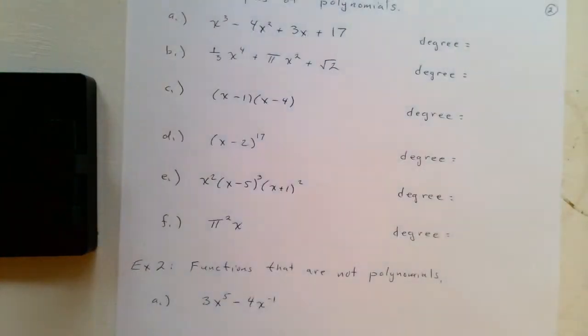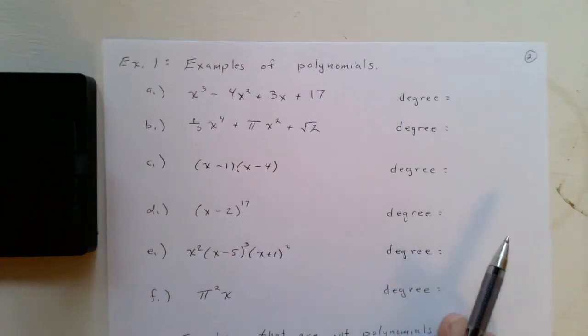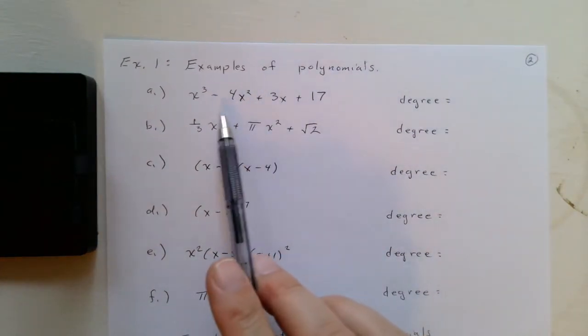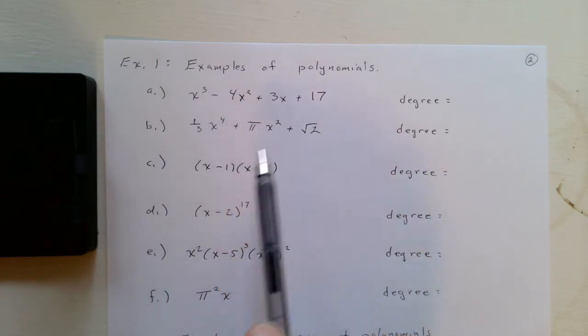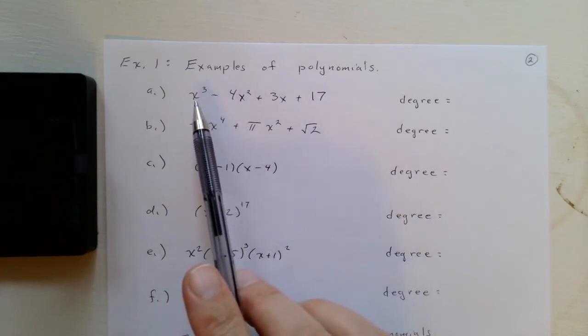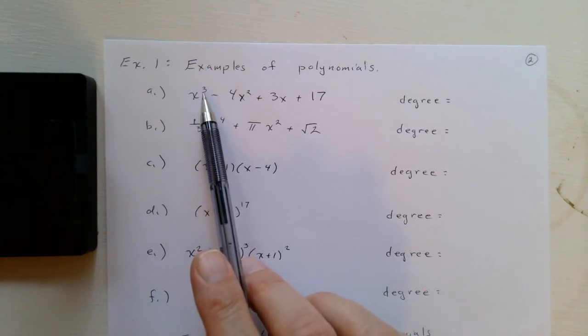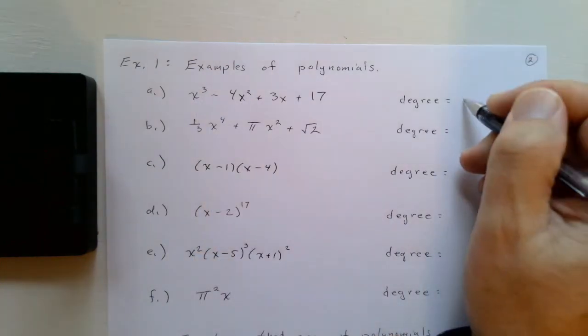So if we look at some examples of polynomials here, these first two examples, I think we can see that these are both in standard form. In part A, this is the highest power of x. Okay, the highest exponent is 3, so the degree is 3.